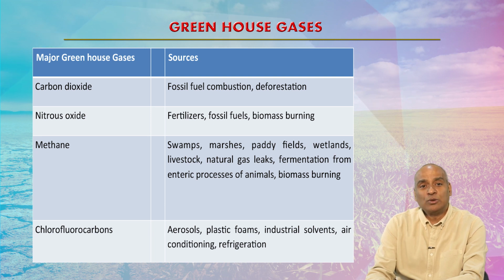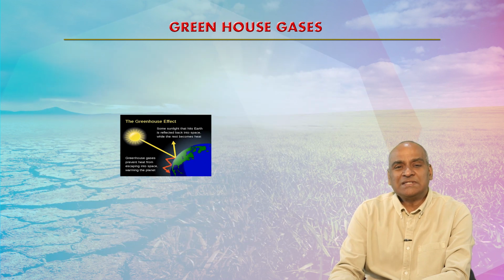Then also there are chlorofluorocarbons, from aerosols, plastic foams, industrial solvents, air conditioning, refrigeration. Due to the Montreal Protocol, we have banned the CFCs, and that has done a double benefit. Not only is ozone hole depletion reduced or controlled, we can also control the greenhouse gas concentration, thereby the climate change. Now, what is this greenhouse?